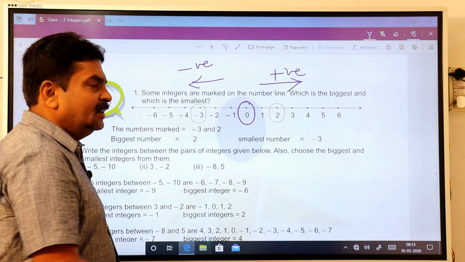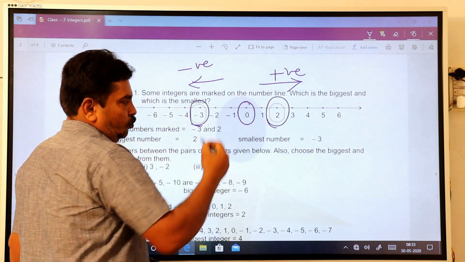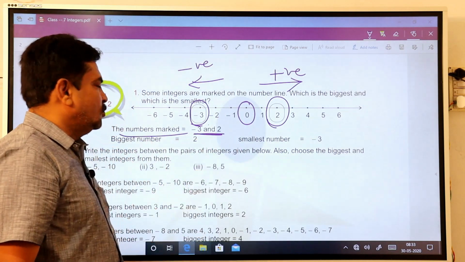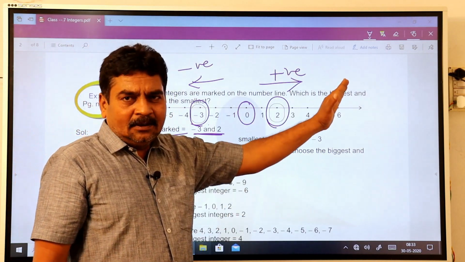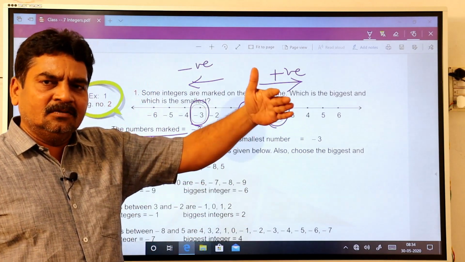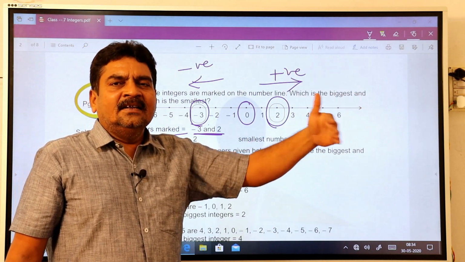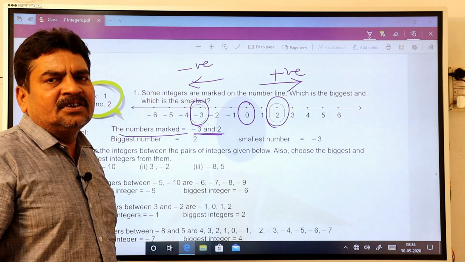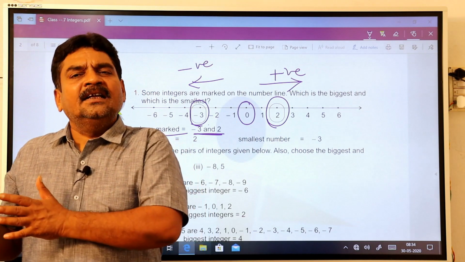So the marked values here are -3 and +2. The bigger ones, always after the 0, you consider as the bigger values. As you move further towards the right side, you consider those values as the bigger values, and the values which are before the 0 you consider as less values.